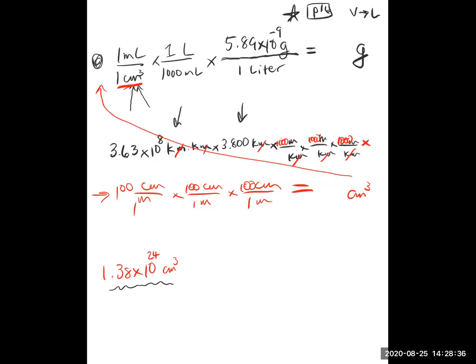Okay. So, but I'm going to bring it on down. So 1 milliliter is 1 cubic centimeter. 1,000 milliliters in 1 liter. And we've got our density as a conversion factor here. So 5.89 times 10 to the minus 9 grams in 1 liter. So we're able to cancel out the centimeters cubed, the milliliter, the liter, and we end up with grams, which is what we wanted. All right.